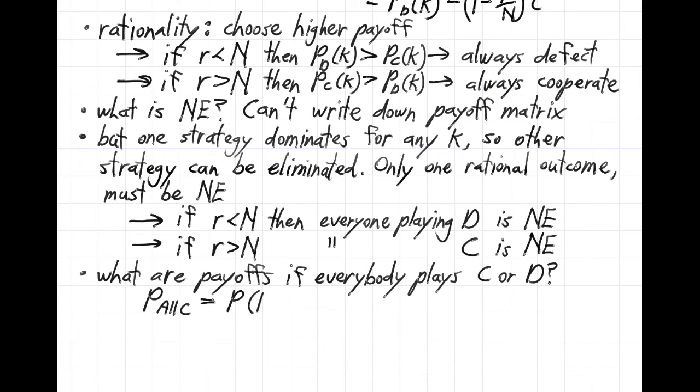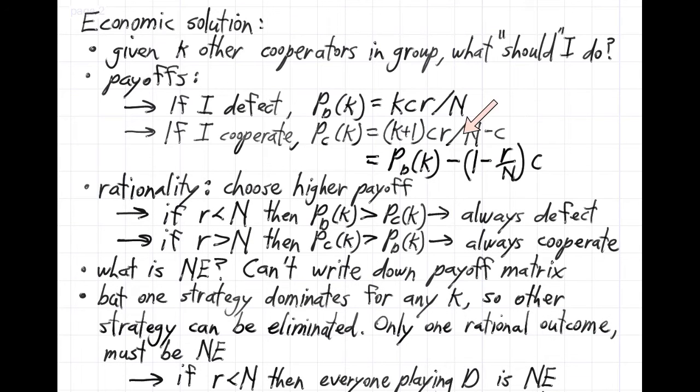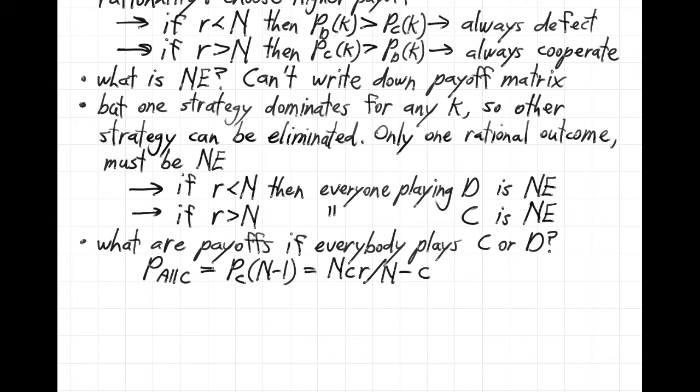So the payoff for each player, if everybody is playing C, cooperate, is the payoff if there are n-1 cooperators and I am also a cooperator. And from up here, we see that if we plug n-1 in here, then we just get an n up top, which will cancel with this n, and things will simplify. So these n's will cancel out, and we just get c times (r - 1).